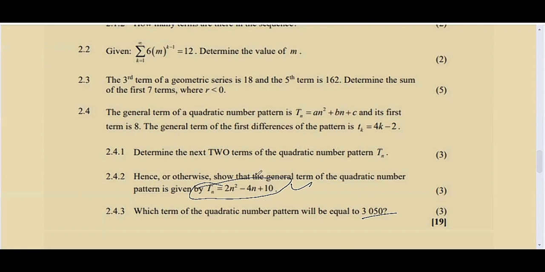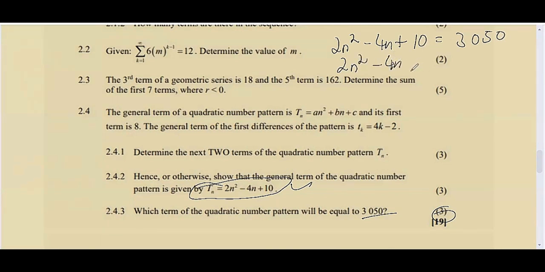All you had to do is just take this same expression here, equate it to this one. So you'd still have this 3 marks here, even if you failed to actually prove that. Then this is 2n squared minus 4n plus 10 is equals to 3050. Then take this, transpose it over to the side. That's 2n squared minus 4n.